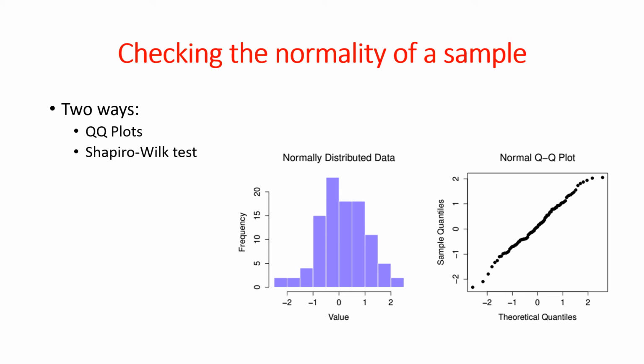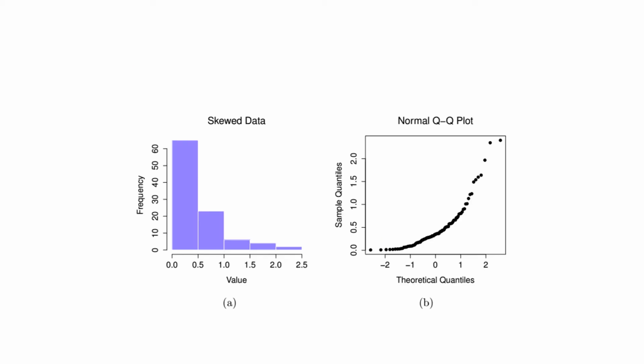Once you look at the normal QQ plot, if the line is going diagonally along the right line, then it means that it's not violating the normality assumption. I'll show you some other QQ plots where you can see that the line is not a straight line and the histogram is not a bell-shaped histogram.